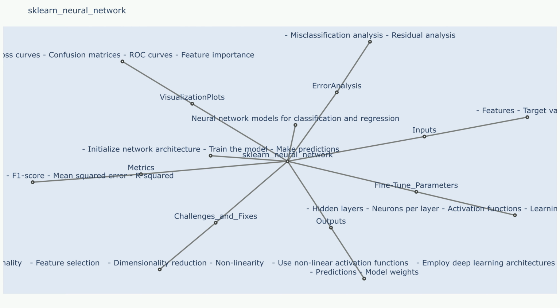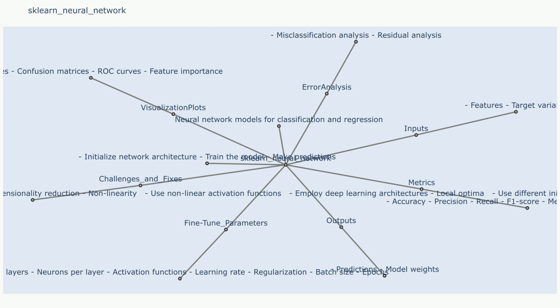Challenges and fixes. Challenge 1: overfitting: the model learns the training data too well and performs poorly on unseen data. Sample use case that resulted in Challenge 1: training a neural network on a small dataset with a complex architecture. Fixes to Challenge 1.